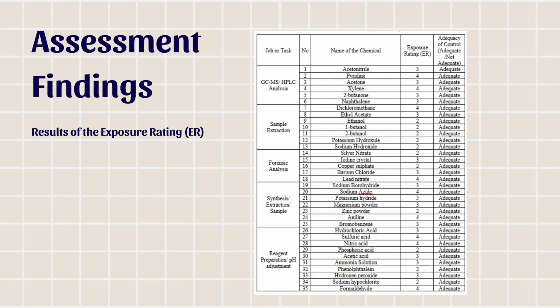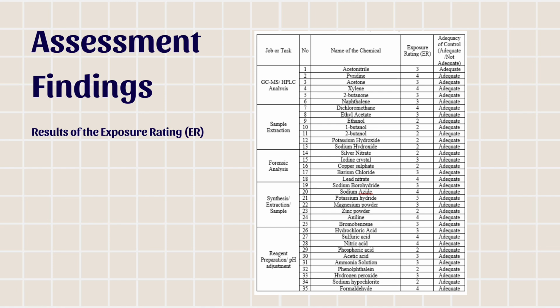Next, I will discuss the exposure rating or ER. Unlike the hazard rating, which focuses on the harmful properties of the chemical, the exposure rating considers the actual laboratory conditions. This includes how frequently the task is performed, how long the chemical is handled, the amount released, and the possibility of the chemical being inhaled.